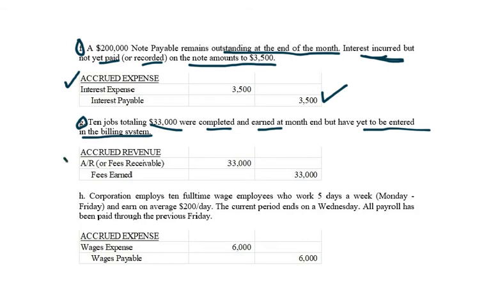So we need to record some sort of receivable. It can be AR or fees receivable would be acceptable. And the offset has to be, of course, fees earned. We've got to recognize that revenue has in fact been earned.